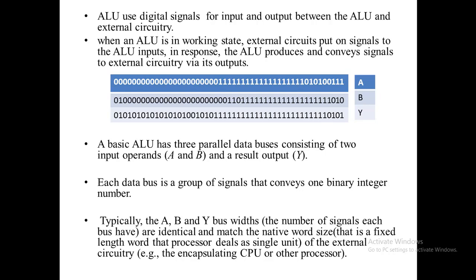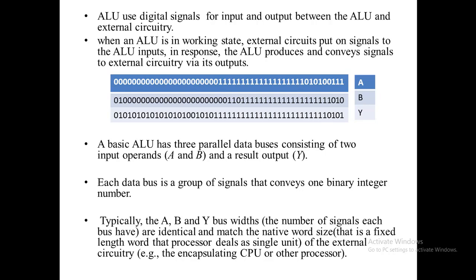ALU receives those signals and performs operations according to the signals, according to the buses that contain the instructions, and then the ALU produces and conveys signals back to the external circuitry via its output, and the output is sent to the external circuitry.